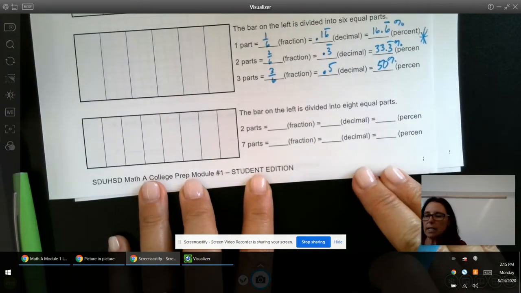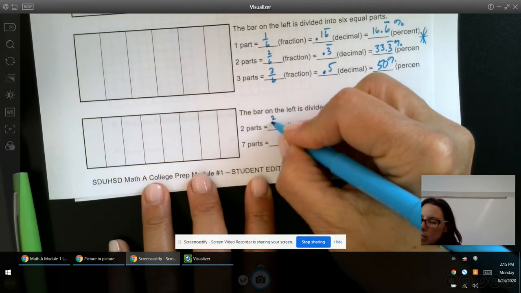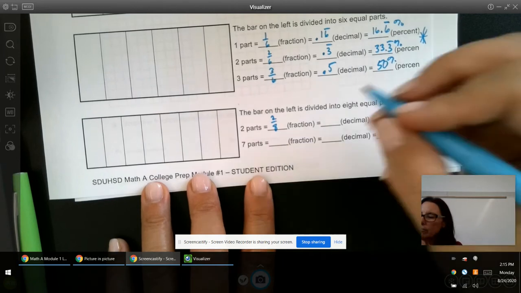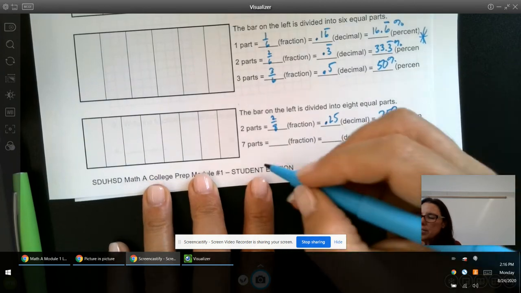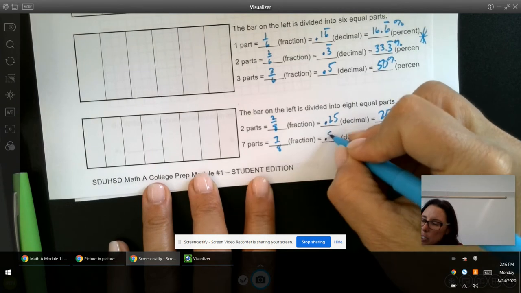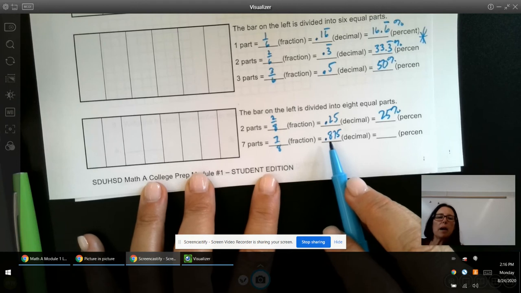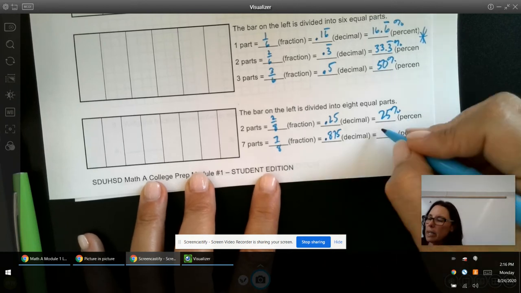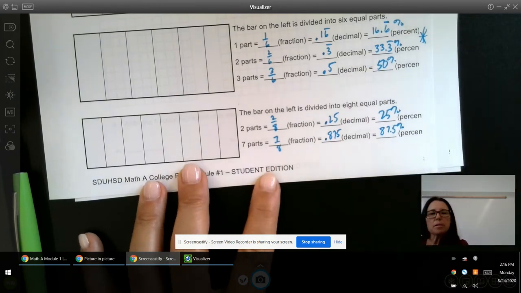All right, last one down here. 1, 2, 3, 4, 5, 6, 7, 8 parts, 2 parts of 8. Well, that reduces to 1/4, 0.25, 25%. 7 parts of 8, that one I don't have in my head. If I put that in a calculator, it's 0.875. If we take 0.875 and multiply that by 100, 87.5% is what that would be. So from this page, you should be able to convert from fractions to decimals to percents.